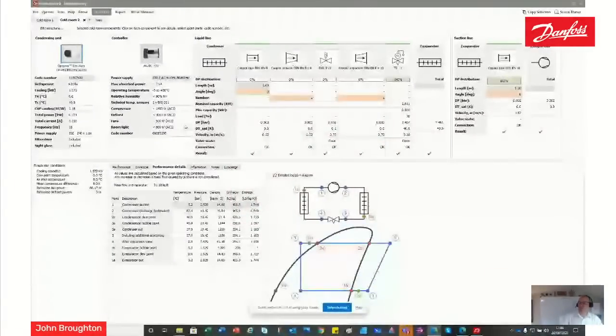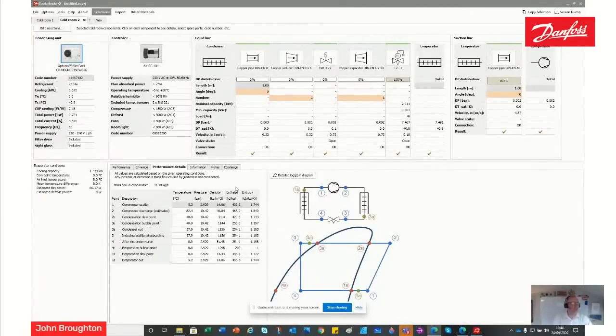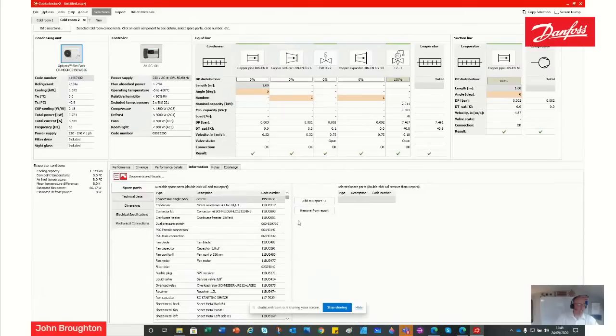All right, coming back to our Coolselector screen, we've looked at the performance, we've looked at the envelope, and this is the performance details. As I said, it is incredibly helpful on site, because you can do a double check to make sure your system is operating correctly, things like suction pressure, discharge pressure, discharge temperature. Very good double check. The Information tab here has all the available spare parts and Eco Design, which is for Europe.